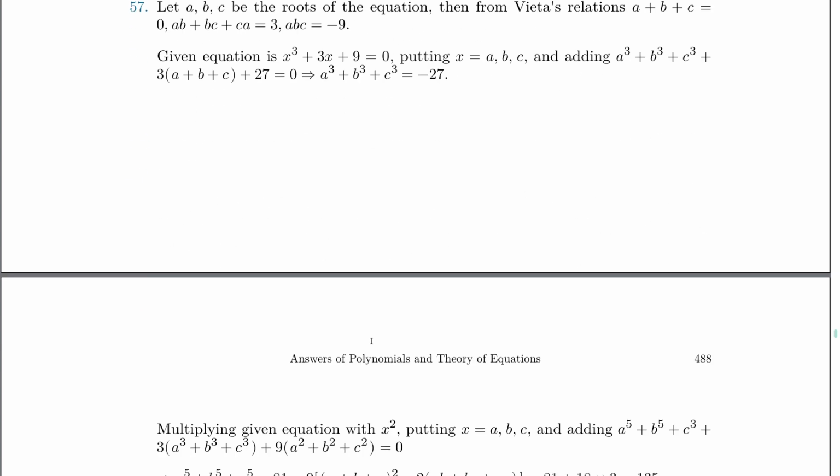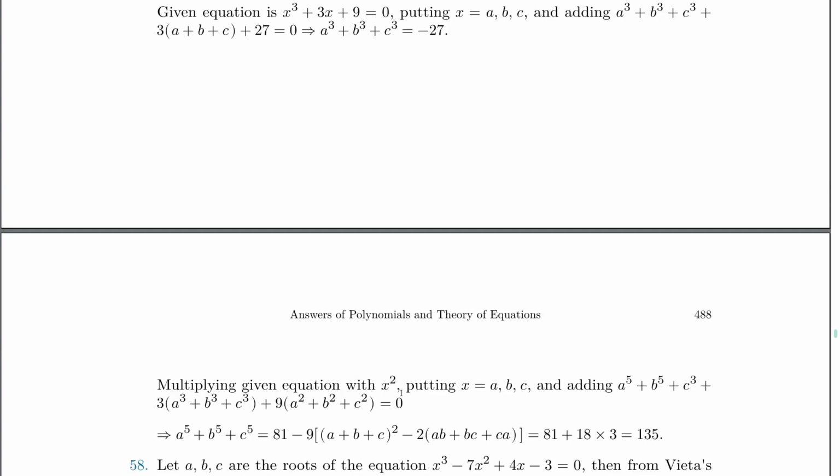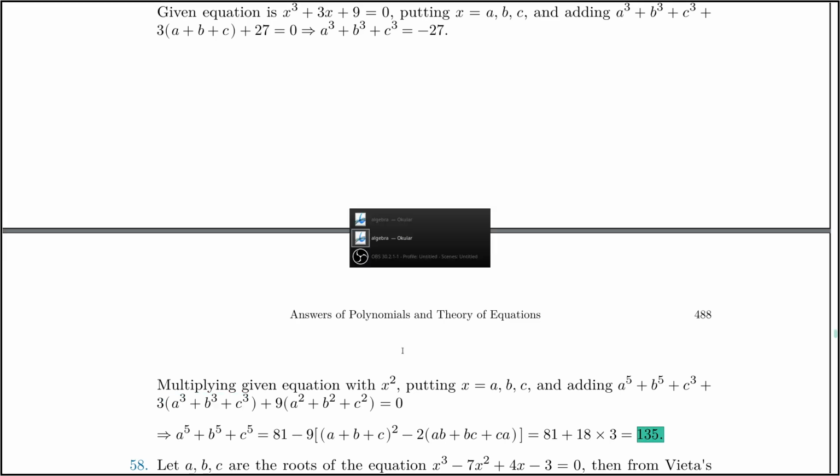Once we have this, what we do is multiply the given equation by x square and we put x is equal to a, b, c and add. We have a to the power 5 plus b to the power 5 plus c to the power 5, and then we have 3 into a cube plus b cube plus c cube, plus 9 into a square plus b square plus c square. And then we simply resolve and simplify, we get 135 as answer.